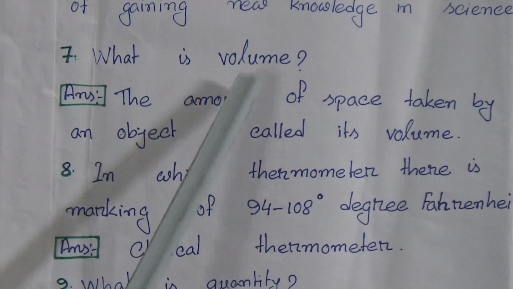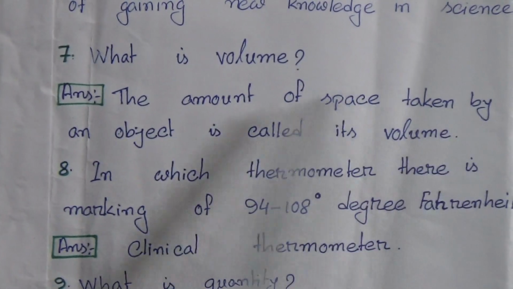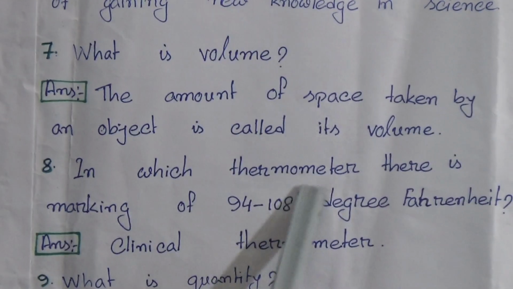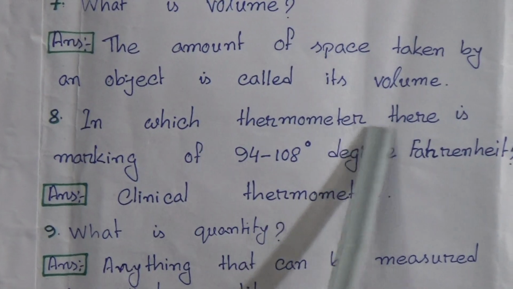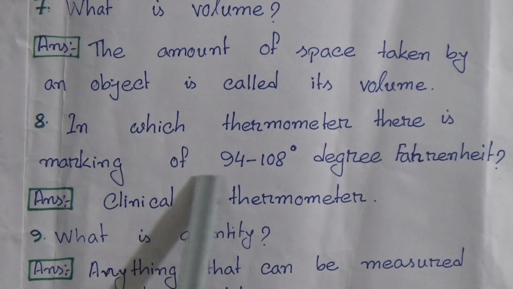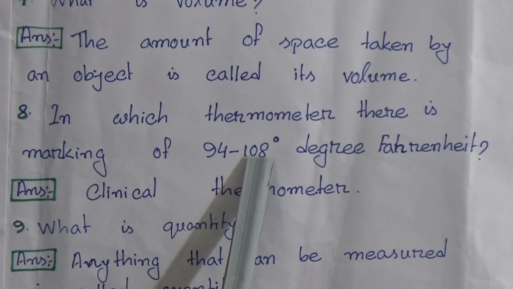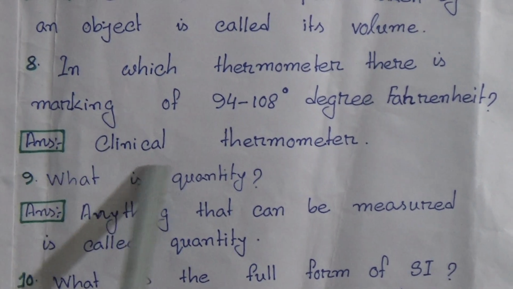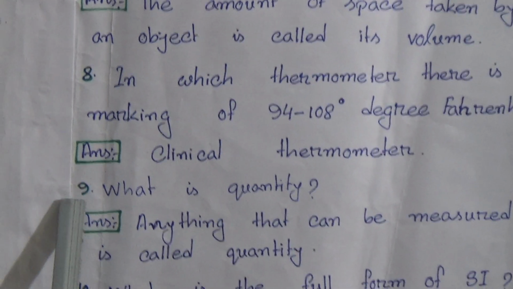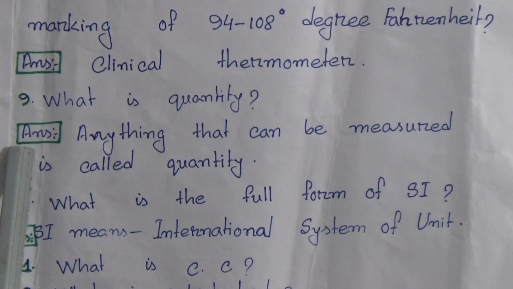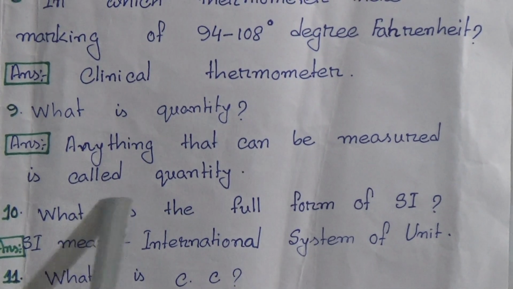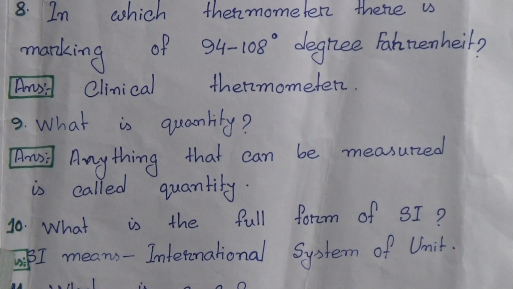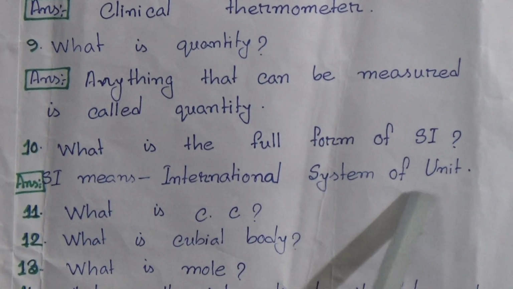Number 7, what is volume? The amount of space taken by an object is called its volume. Number 8 question, in which thermometer is there a marking of 94 to 108 degrees Fahrenheit? Answer is clinical thermometer. And the number 9 question, what is quantity? Answer: anything that can be measured is called quantity. Number 10, what is the full form of SI? SI means International System of Units.